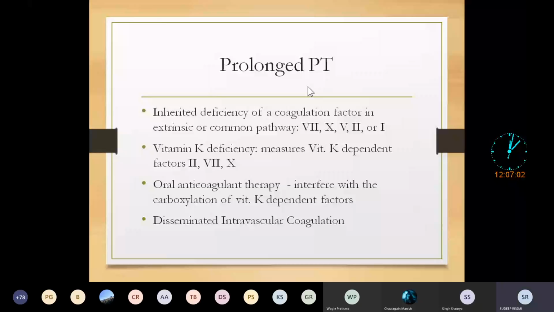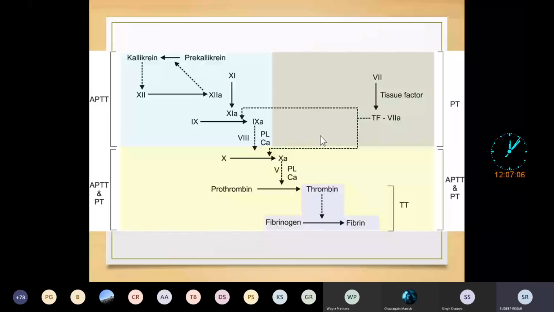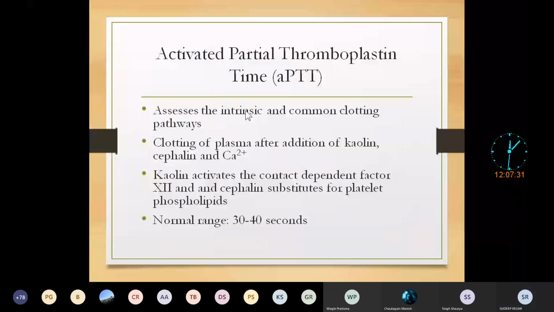So whenever there is increased PT, that is either due to the abnormality or deficiency in extrinsic factors of the extrinsic pathway or the common pathway. But whenever there is a problem with the APTT, then there is a problem with the intrinsic pathway or the common pathway. So let's go to the APTT, activated partial thromboplastin time. It assesses the intrinsic and the common clotting pathways.